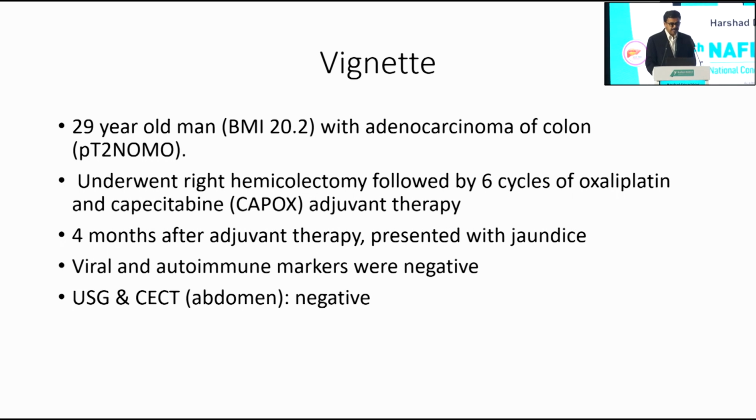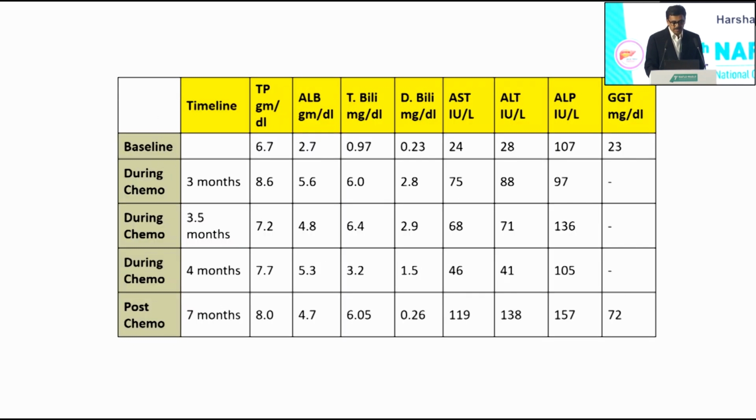So this is a case: a young man, 29 years old, BMI 20, underwent right hemicolectomy for adenocarcinoma of the colon. And he was treated with 6 cycles of oxaliplatin and capecitabine. 4 months after adjuvant therapy, he presented with jaundice, and as a diagnostic workup for drug-induced liver injury, all viral and autoimmune markers were negative. Ultrasound and CT were normal.